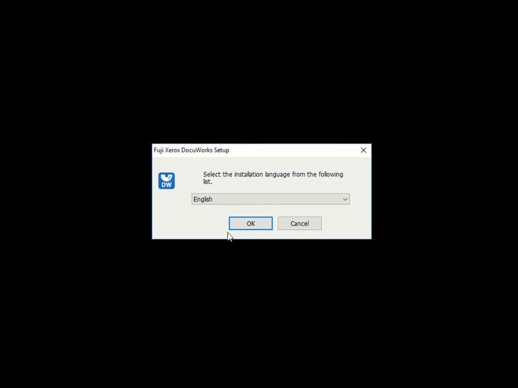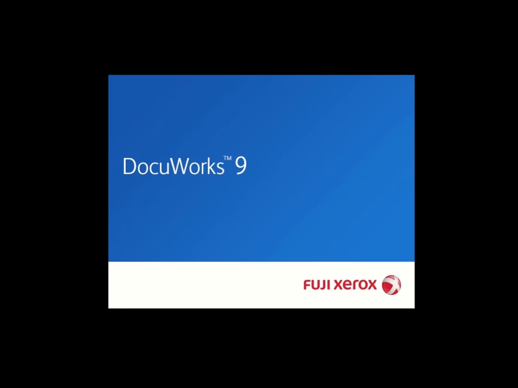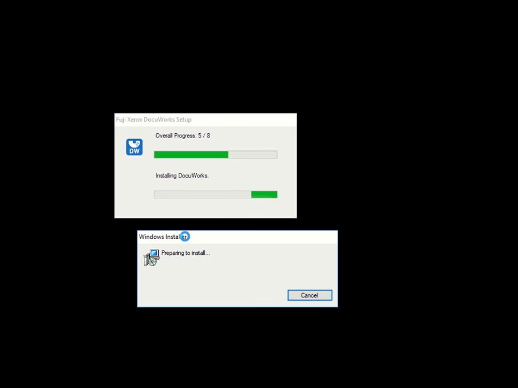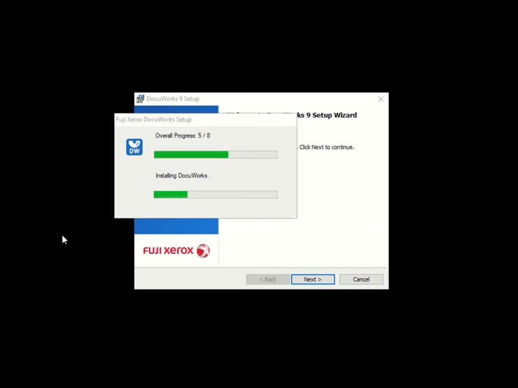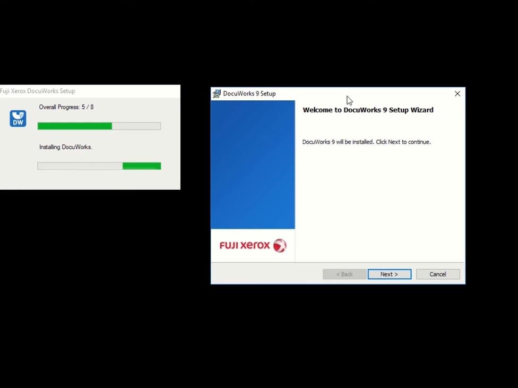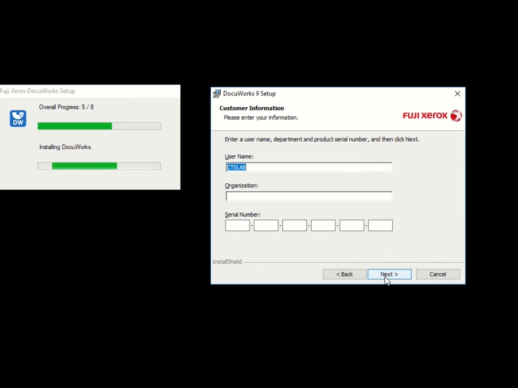Okay. Right, so let's go ahead and start by selecting English. Okay, it's just extracting everything for us. Right, so DocuWorks 9, preparing to install. Okay, click next. I agree with the license agreement.